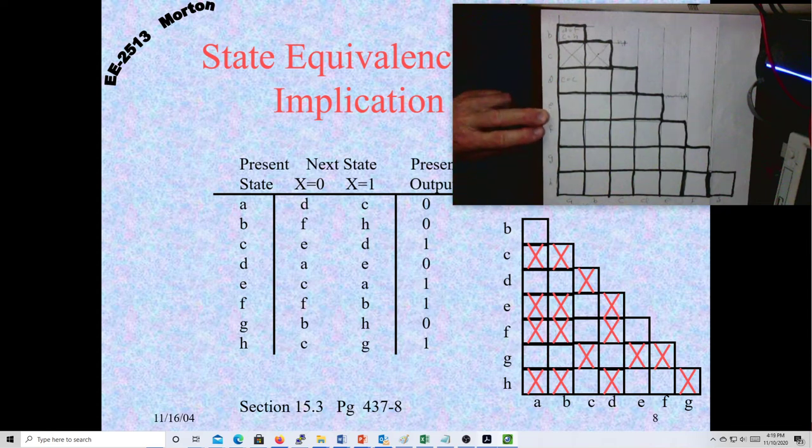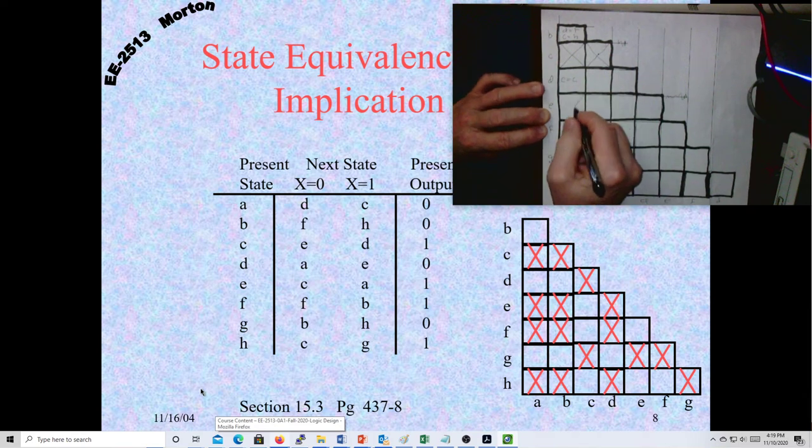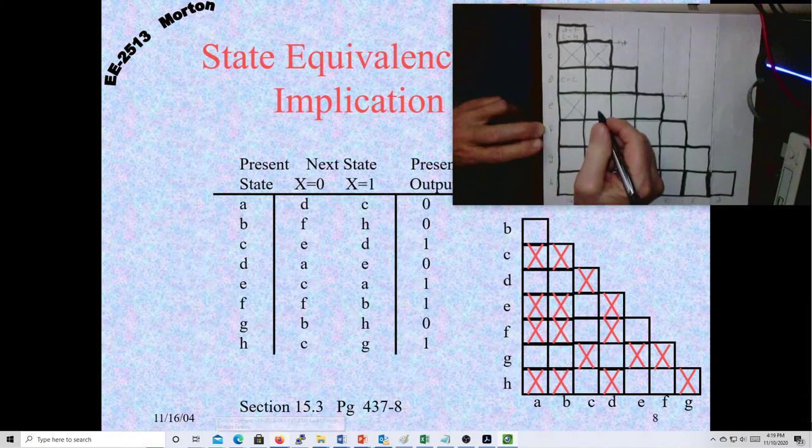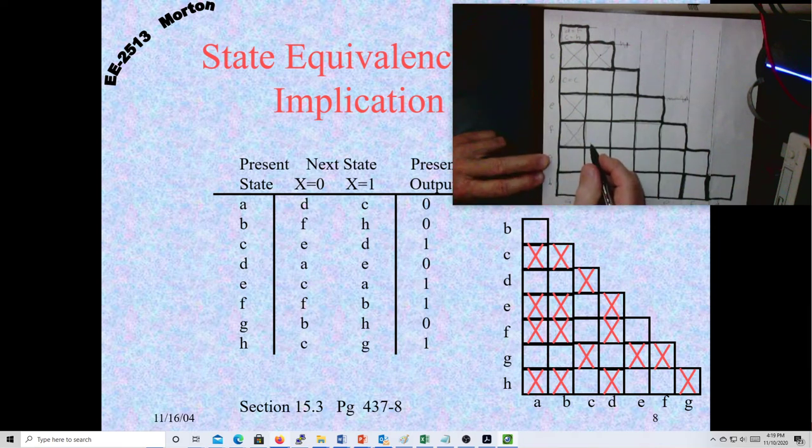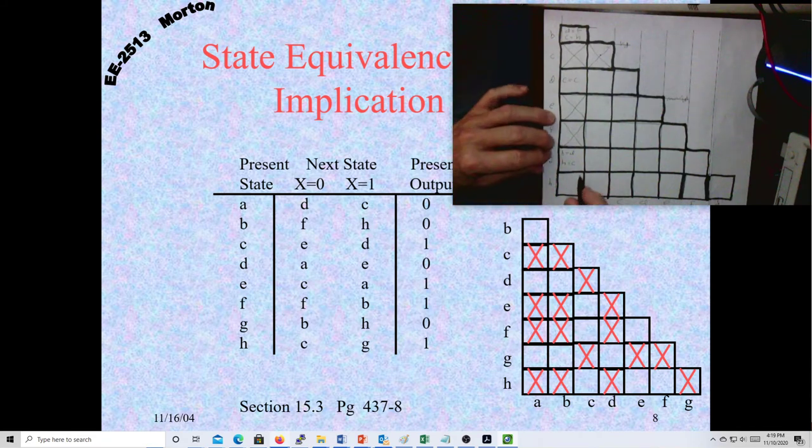A and E? Well, E has a different output, so that can't be. What about E and F? F has a different output, so that can't be. E and G, possible. If that's true, B equals D, and H equals C. All right, what about H and A? No, there you have different outputs, so that's not possible.